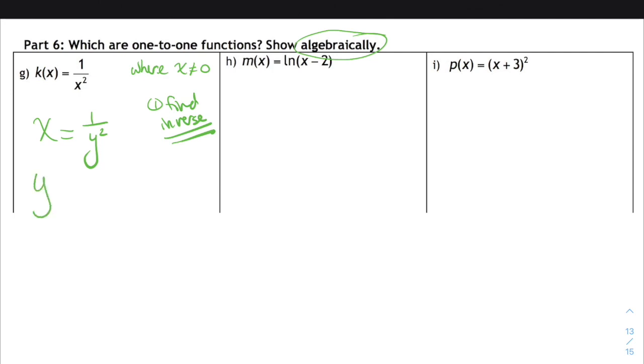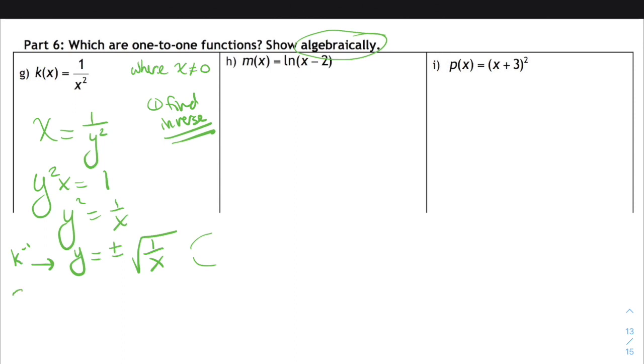I'd multiply both sides by y squared, so I get y squared x equals 1. Then y squared equals 1 over x. And then I take the square root, which would give me plus or minus the square root of 1 over x. When I look at this plus or minus the square root, it's going to tell me I'm going to have some kind of action like this going on, right? Which is not a function. So that's the inverse.